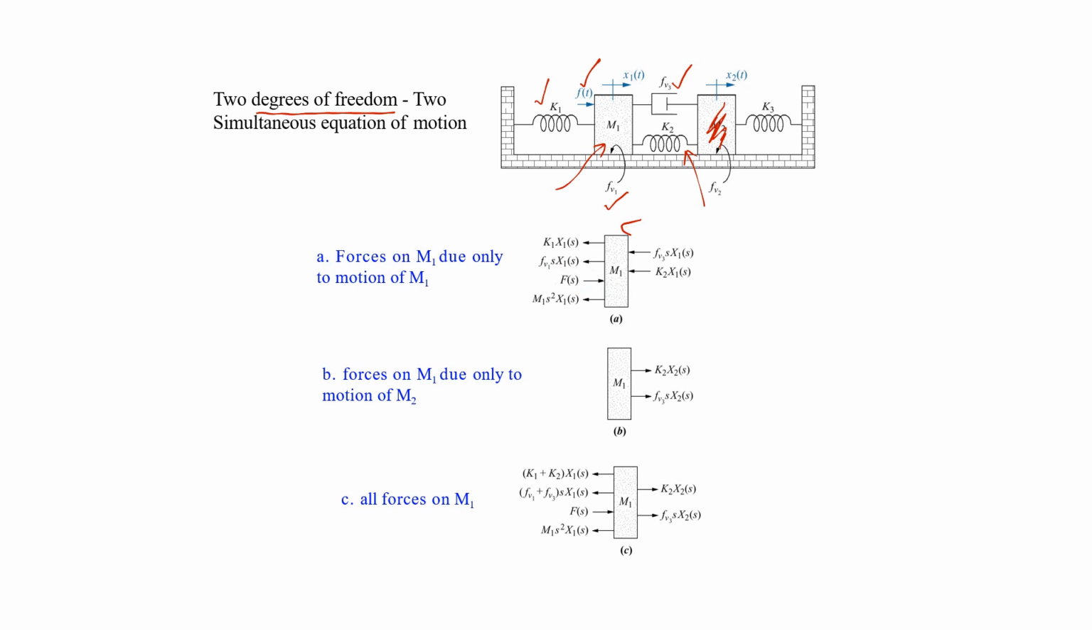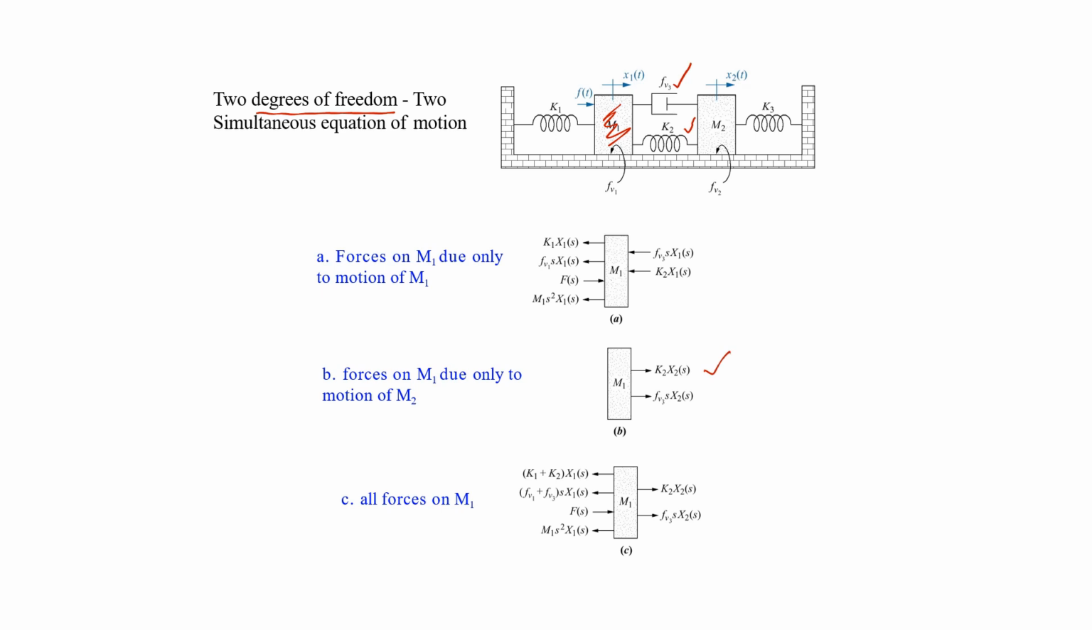So in the next step, we will hold m1 and we will move m2 and see the effect of m2 on m1. We will only note down those forces which have an impact from m2 towards m1. So if we move m2, we can see that the forces due to FV3 and K2 have an impact on m1. That's why we have noted down these two forces here.